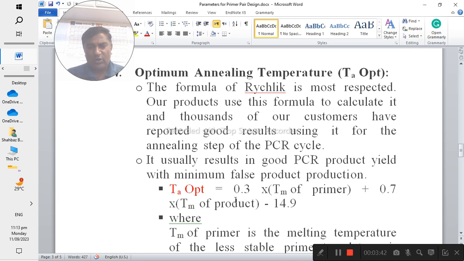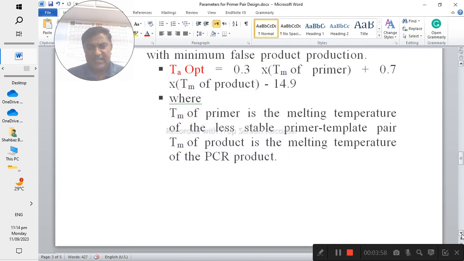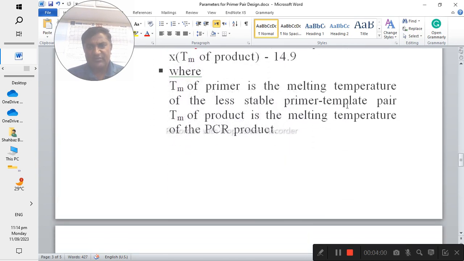The Ta optimum is equal to 0.3 multiplied by the Tm of the primer, plus 0.7 multiplied by the Tm of the product, minus 14.9. About these terms: the Tm of the primer is the melting temperature of the less stable primer template pair, and the Tm of the product is the melting temperature of the PCR product.